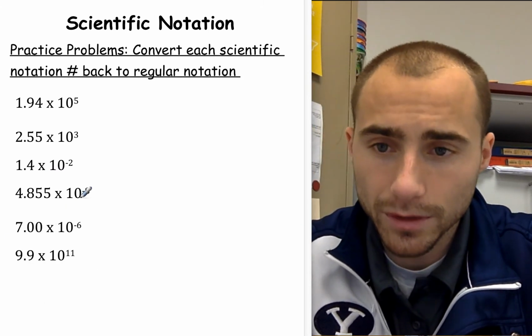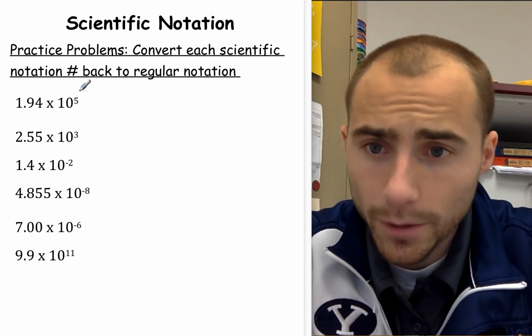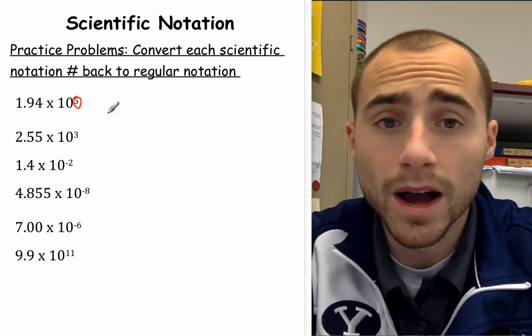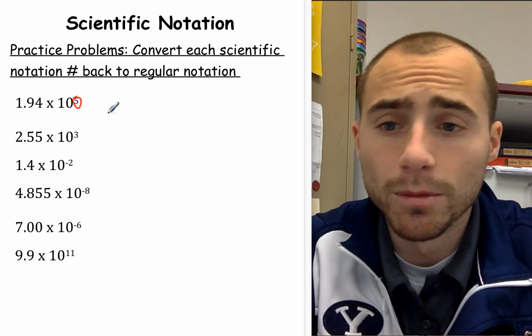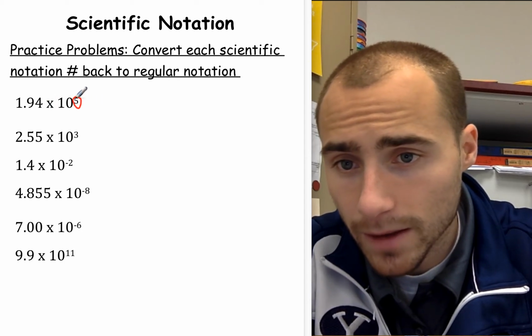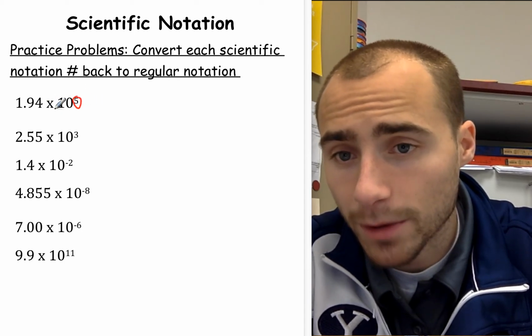Okay, here are some examples. 1.94 times 10 to the 5th. First thing you do, identify if this is positive or negative. It is positive. What does that mean? My number must end up greater than 1. So I'm going to move the decimal however many times my exponent says. So 5.